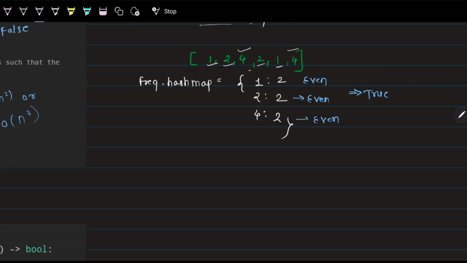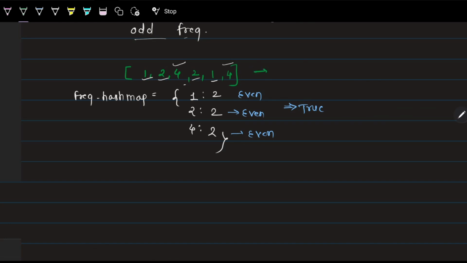How? Let's see in the test case. Let's try to make pairs using the array. So the pairs would be 1, 1, 2, 2, 4, 4. So I can make pairs, right? I can make pairs because no element is remaining after that.